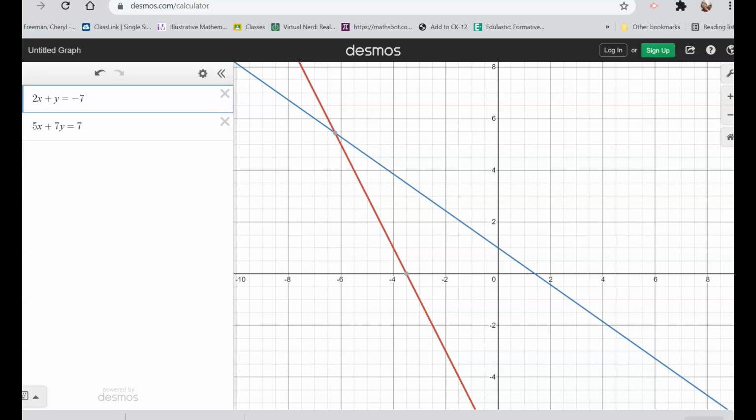Make sure you practice using the TI-84 and the keystrokes that I gave you, and also practice using Desmos as you work through your practice.